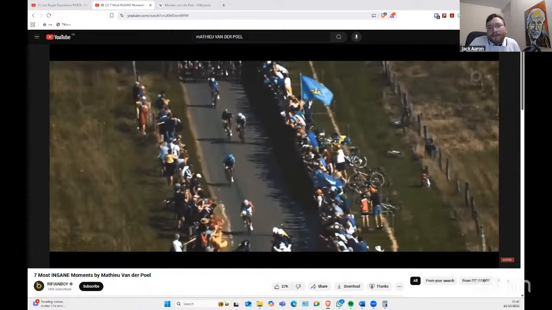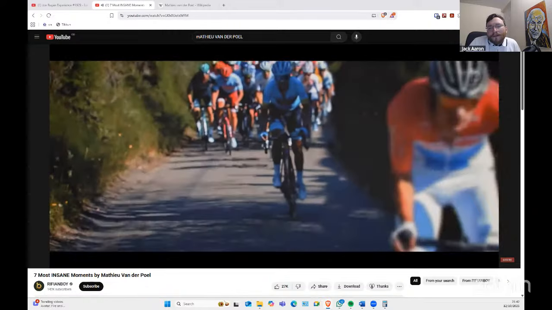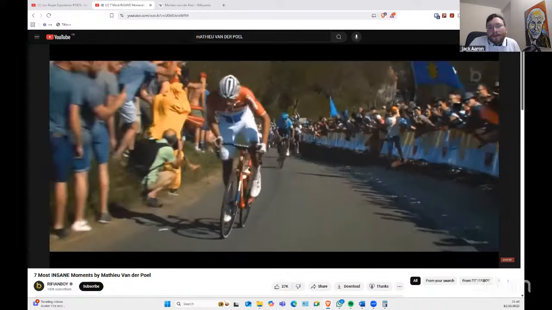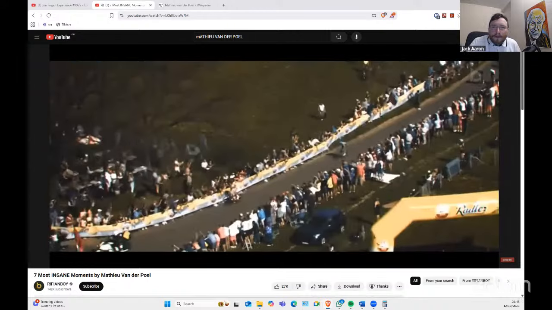But going against his dad's instructions, Mathieu attacked from 43 kilometers out, which is a very long range. The vibrant young man couldn't sit back and wait any longer.